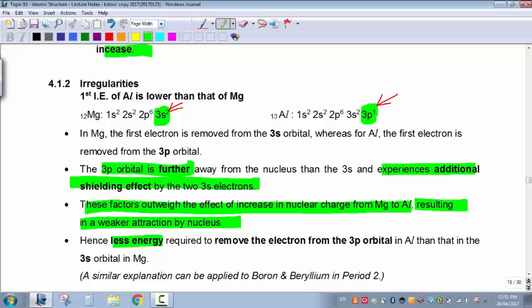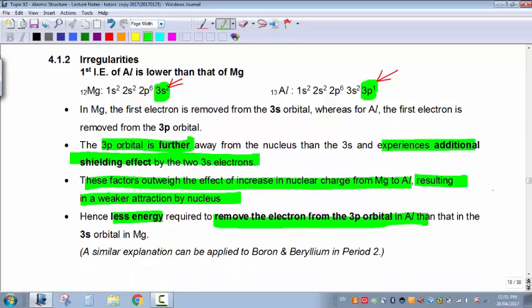Therefore, you need slightly less energy to remove the electron from the 3p orbital in aluminum than that in the 3s orbital in magnesium. This applies to boron and beryllium as well, because boron is 1s2, 2s2, 2p1, whereas beryllium is 1s2, 2s2. So for boron, it will be lower because the electron comes from the 2p1.